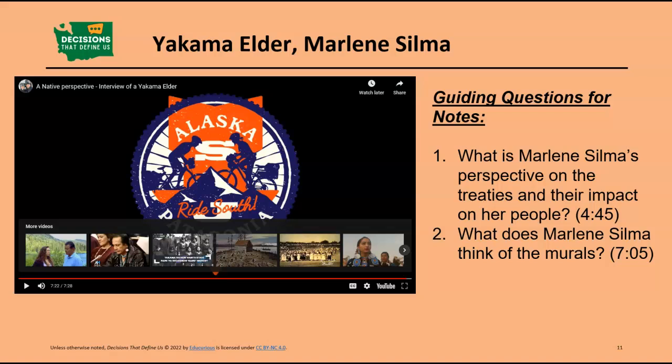Okay, so remember she talked about how the reservation was created. She talked a little bit about the schools. She talked a little bit about the allotment and how that worked out, right? And what that meant. And then question number 2, what does she think of the murals that she sees?